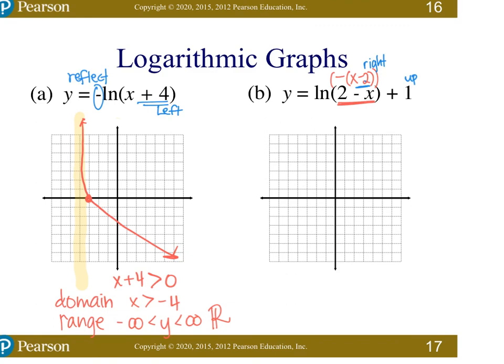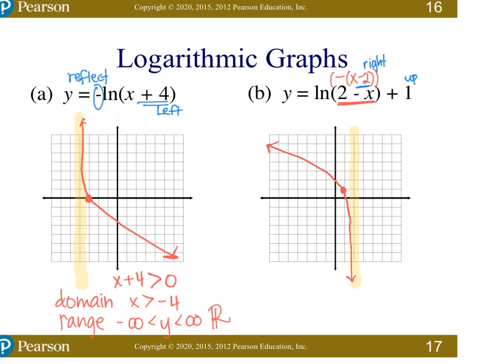So my new asymptote would be to the right 2, and my new graph would also be to the right 2, but would be up 1 as well. So that'll be right here. And the graph will come on up, cross through that value. All right, and there's the graph.